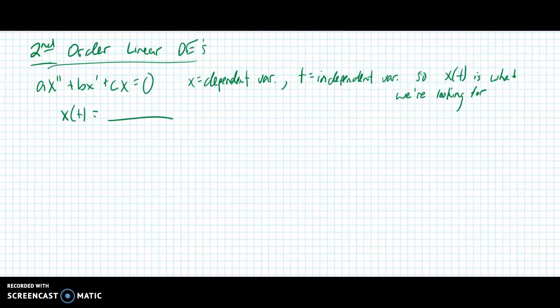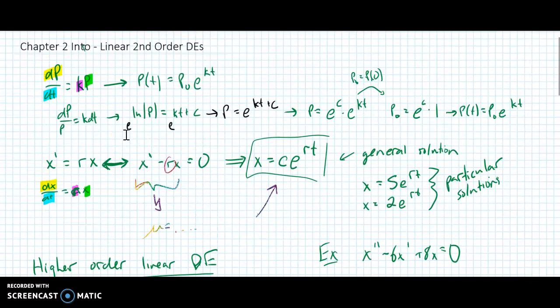Equals something. Okay. So I'm going to do this with an example. So let's take x double prime minus 6x prime plus 8x equals 0. Now, I'll scroll up a little bit to the previous one. Remember, we started with dP/dt equals k times P, solved it, recognized x prime equals rx. Well, that's the same thing, gives me x equals ce to the rt, right? There's a general solution. These were some particular solutions.